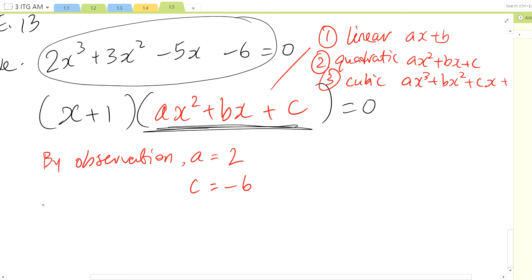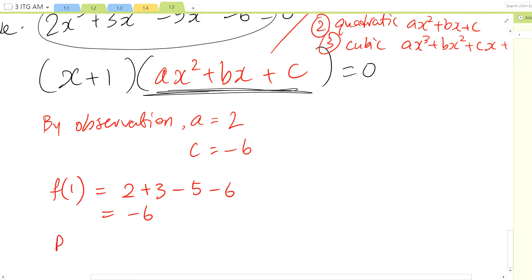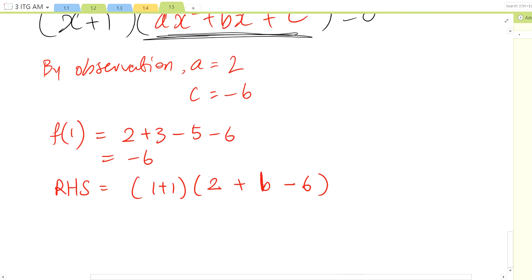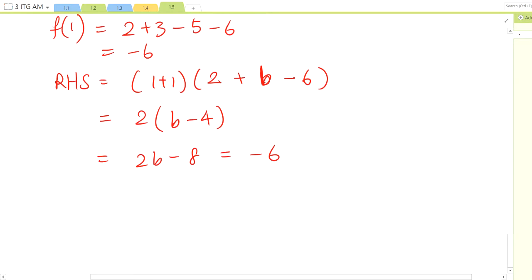What shall I do for B right now? Just now we let f(x) be equal to this, right? So what do you want to substitute in now? 1. Hopefully it is not a factor. We already know because we used our calculator, right? f(1) gives us 2 plus 3 minus 5 minus 6, which is 5 minus 5 minus 6, negative 6. Then the right hand side, we have 1 plus 1, A equals 2 times 1, so 2 plus b minus 6. This is supposed to equal negative 6. So write clearly so you don't make mistakes. 2 times 2 minus 6 is negative 4, so 2b minus 8, which is supposed to equal negative 6. Therefore, 2b equals 2, b equals 1.